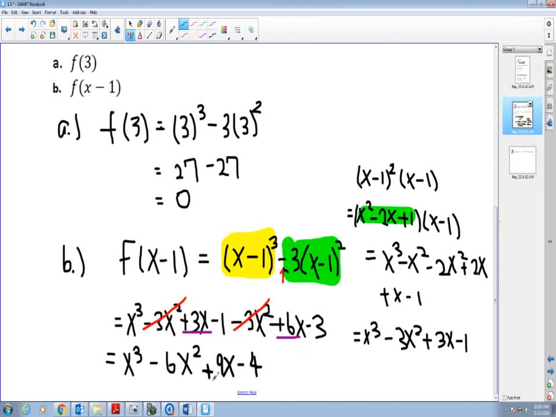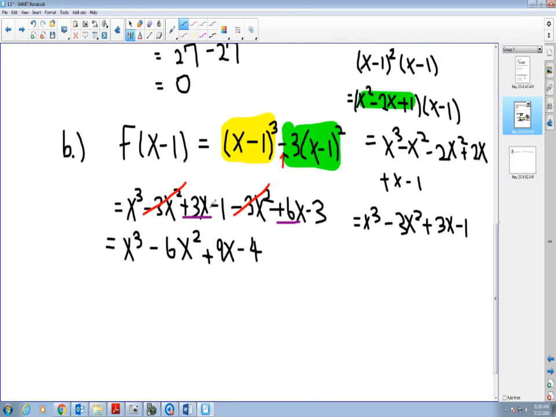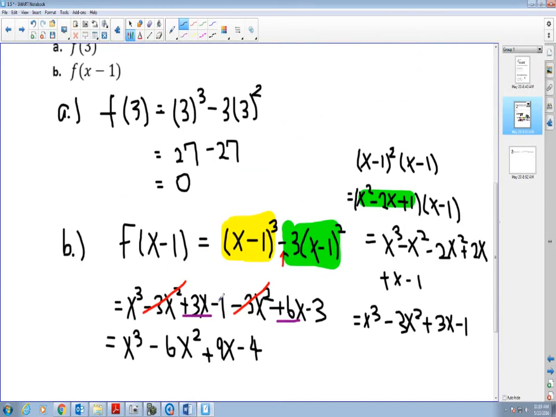Okay. Alright, so that's it. This is a simplified answer. So we can substitute a number into my function, or we can substitute an expression, where we have to simplify it.